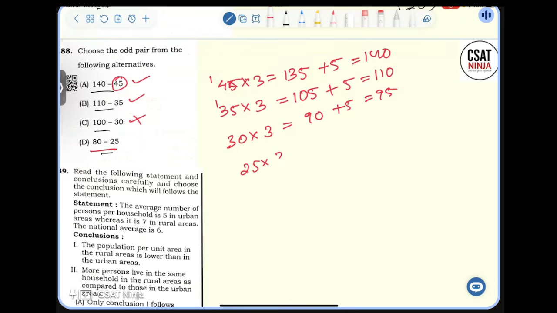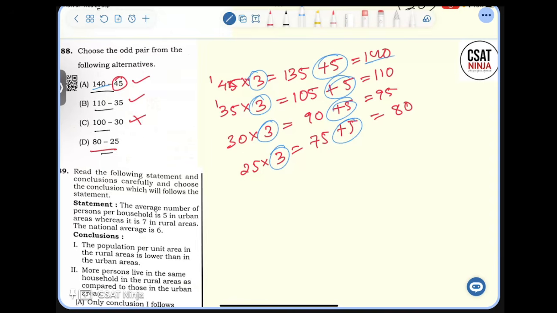25 into 3, which is 75, plus 5 will give me how much? 80. That means if you look here, there's a pattern of into 3 and plus 5. We are getting 140, which is correct here, 110, which is correct here, 80 here, 80 here, but we are getting 95, but we are getting 100 here, which means the odd option is this one.